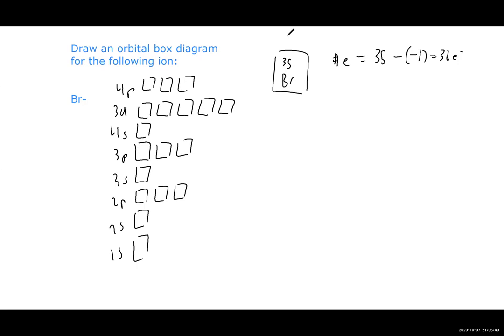And then we fill in our electrons from the lowest to the highest energy orbital. So we have 2, 4, 6, 8, 10, 12, 14, 16, 18, 20, 22, 24, 26, 28, 30, 32, 34, 36. Does this make sense? Okay, so let's keep going with this.